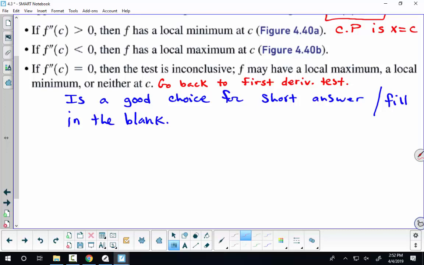But a lot of times in these problems, you're finding intervals of increasing, decreasing, and concavity. So in many of these problems, you have the first and the second derivative already. So you could take this route if you wanted to.